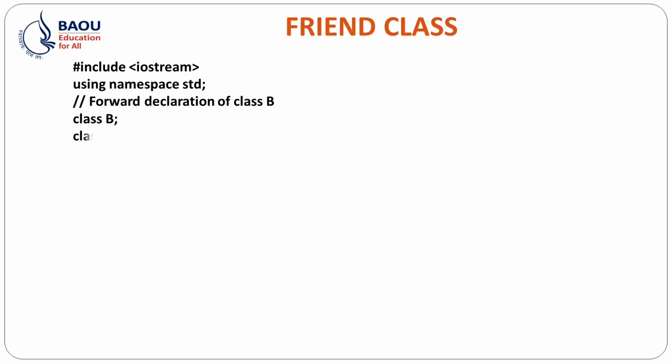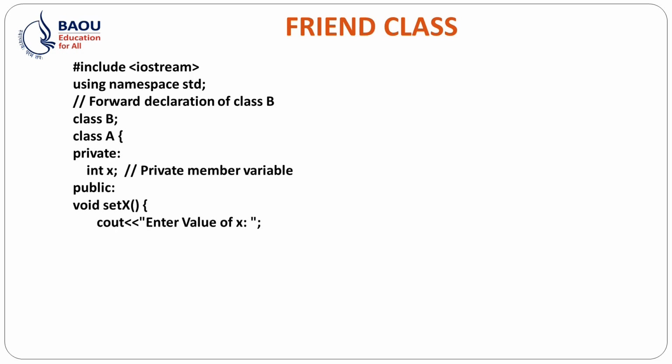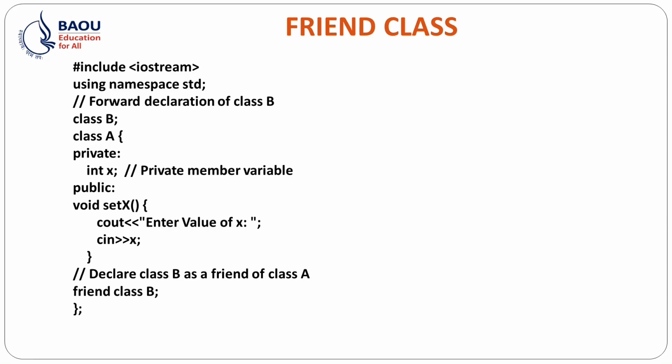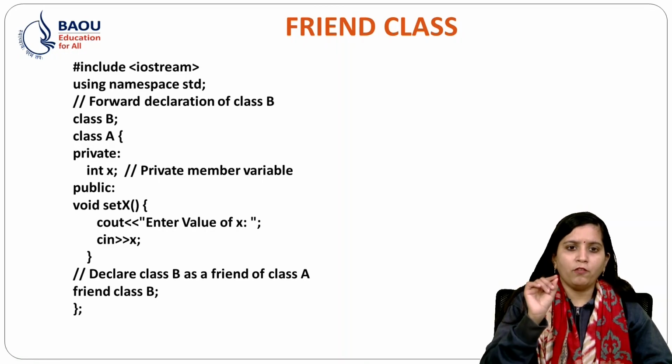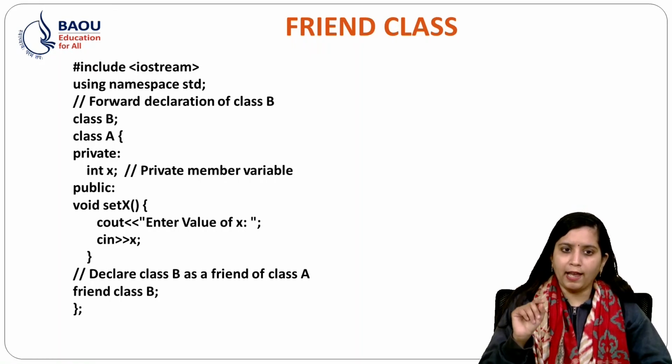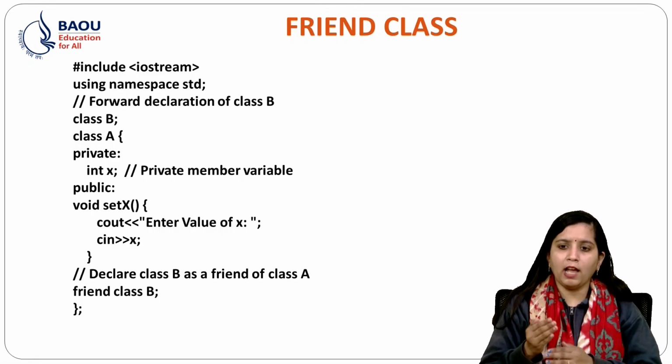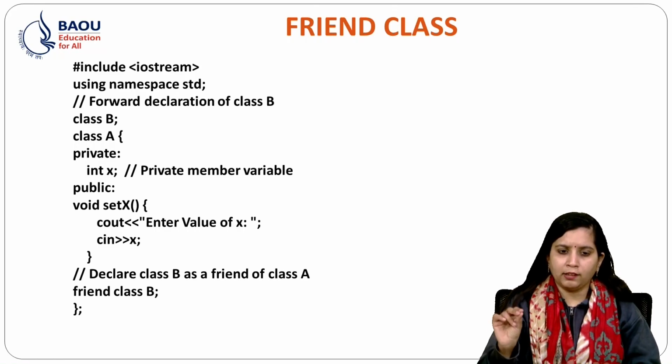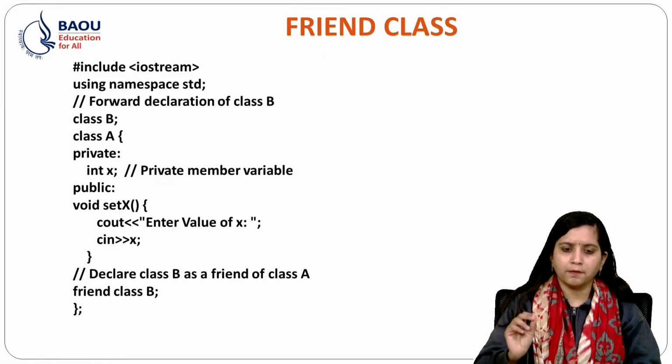So let's see one simple example of friend class. Class B is a forward declaration of class B. Now I have class A. In that I have one data member, that is int x, and void setX. So I am setting one integer value, that is I am getting the input from the user: enter the value of x, cin x. And now I have declared my friend class as B.